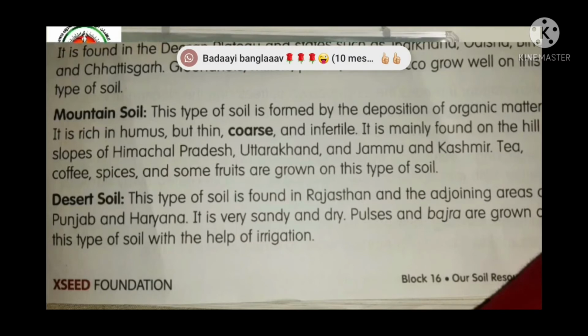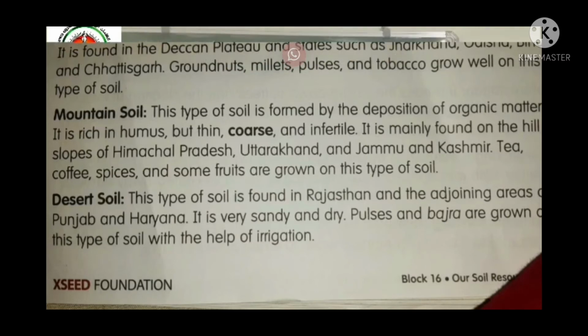Which are the crops suitable for the cultivation? Yes, tea, coffee, spices and some fruits are grown in this type of soil. Then the next one, desert soil. Desert soil is found in Rajasthan and some areas of Punjab and Haryana. It is very sandy and dry. Pulses like bajra are grown on this type of soil.